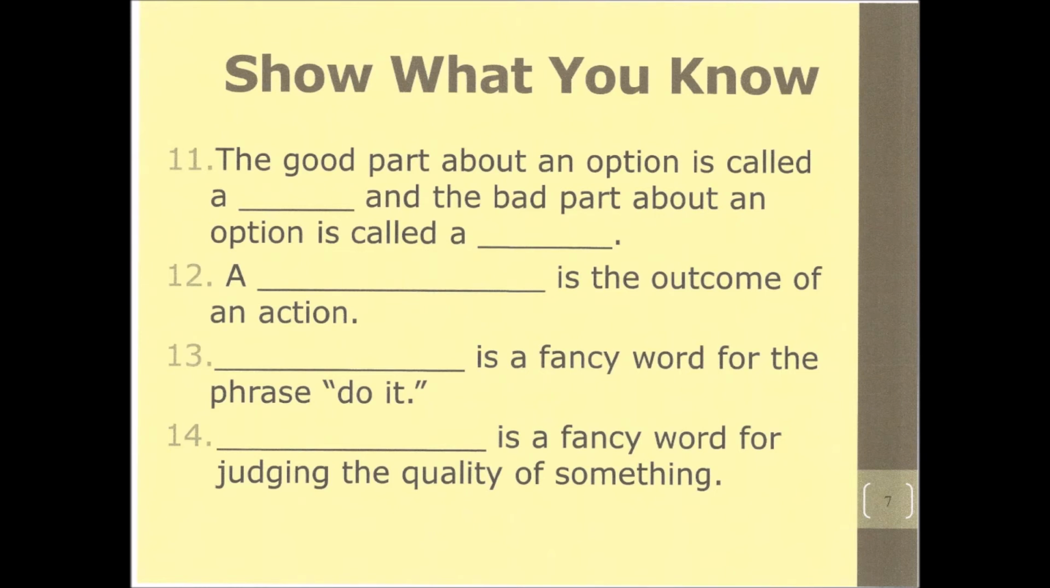Number 12, a blank is the outcome of an action. Every action has blank. 13, blank is a fancy word for the phrase do it. And the last one, blank is a fancy word for judging the quality of something. Let's check our work.